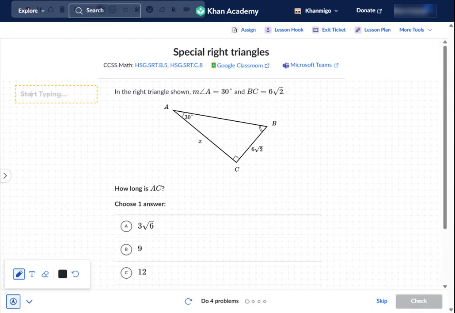Right. So again, there are two different special right triangles. We've got a 45, 45, 90 triangle, and I'll leave some space to draw that out. And then we've got a 30, 60, 90 triangle. So two different options, and let me go ahead and fill this in.